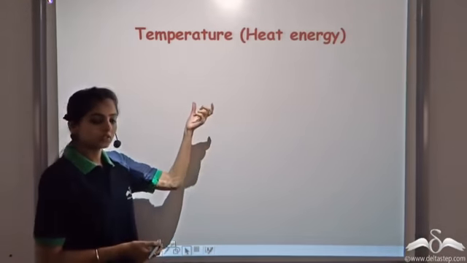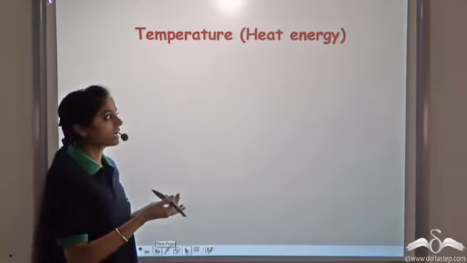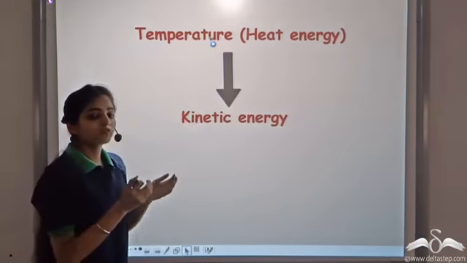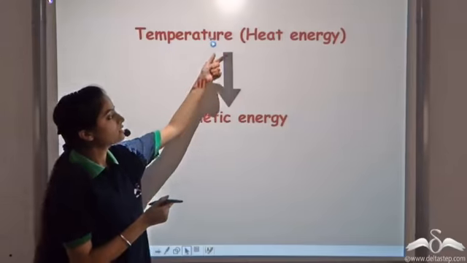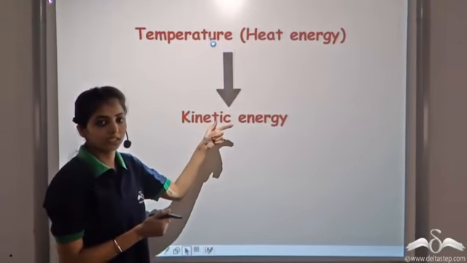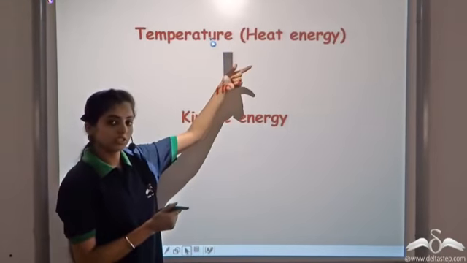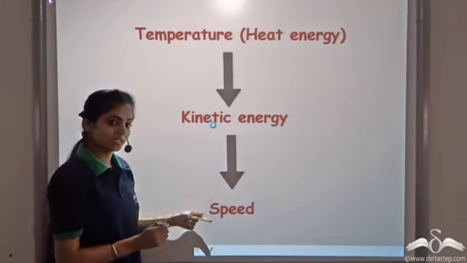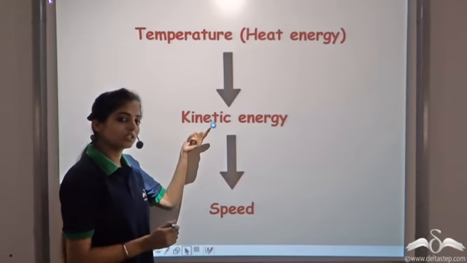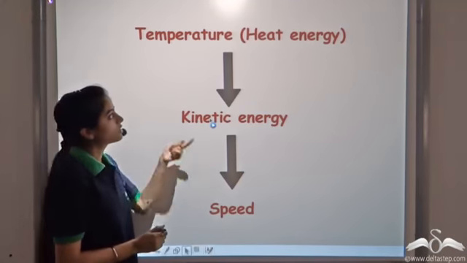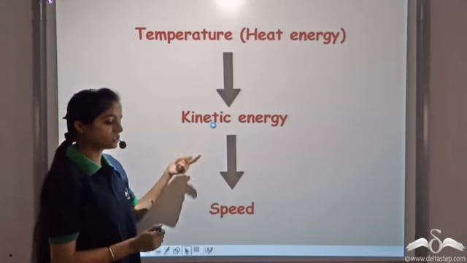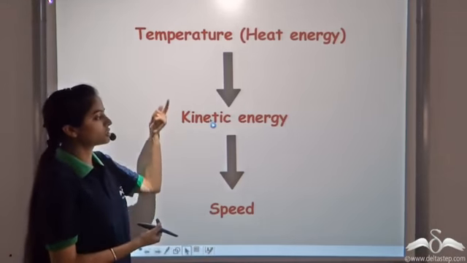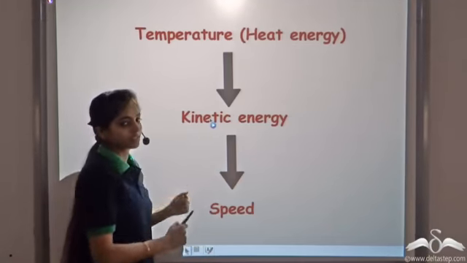So this temperature, it's also the heat energy. As the temperature increases, more is the heat energy. If more is the heat energy of the particles, this heat energy is converted to the kinetic energy. And we know that kinetic energy and speed are related. Greater is the kinetic energy of the particles, greater is the speed. So more the temperature, more the kinetic energy, greater is the speed. So is it for vice versa. Lesser the temperature, lesser the kinetic energy, and so lesser is the speed.